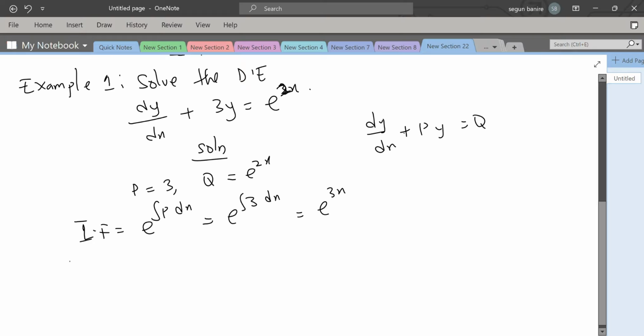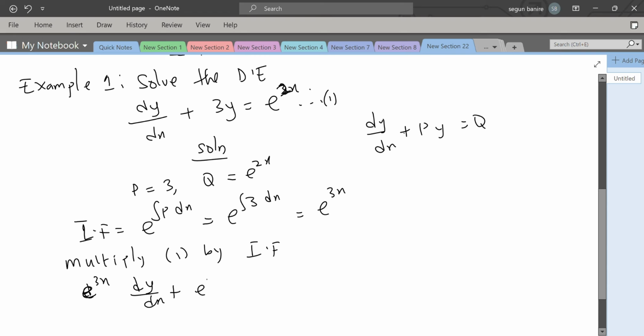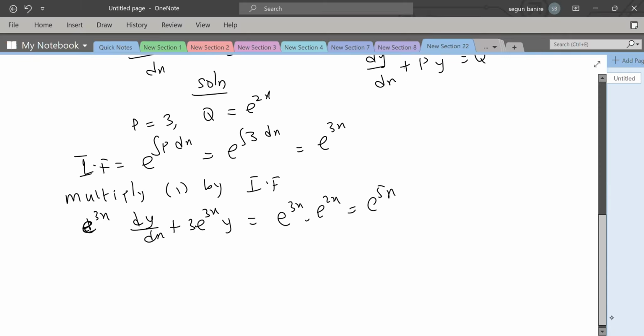So that is the answer. We are going to multiply. If we call this equation 1, we multiply equation 1 by the integrating factor. If you do that, you have e^(3x) dy/dx plus 3e^(3x)y equals e^(3x) times e^(2x). This is actually e^(5x). So let's leave it like that.